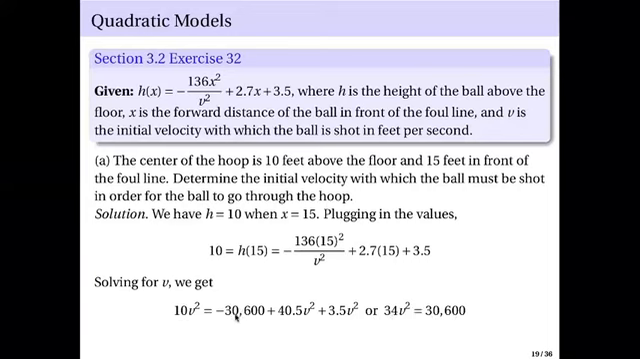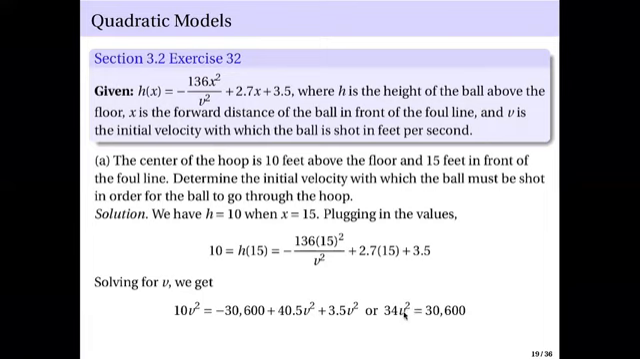So you move this guy to this side. And in here you have 40.5v squared plus 3.5v squared. That's 44v squared. And then this guy here, you move to this side. So you will have 44v squared minus 10v squared. That's your 34v squared. Okay? So 34v squared equals 30,600.